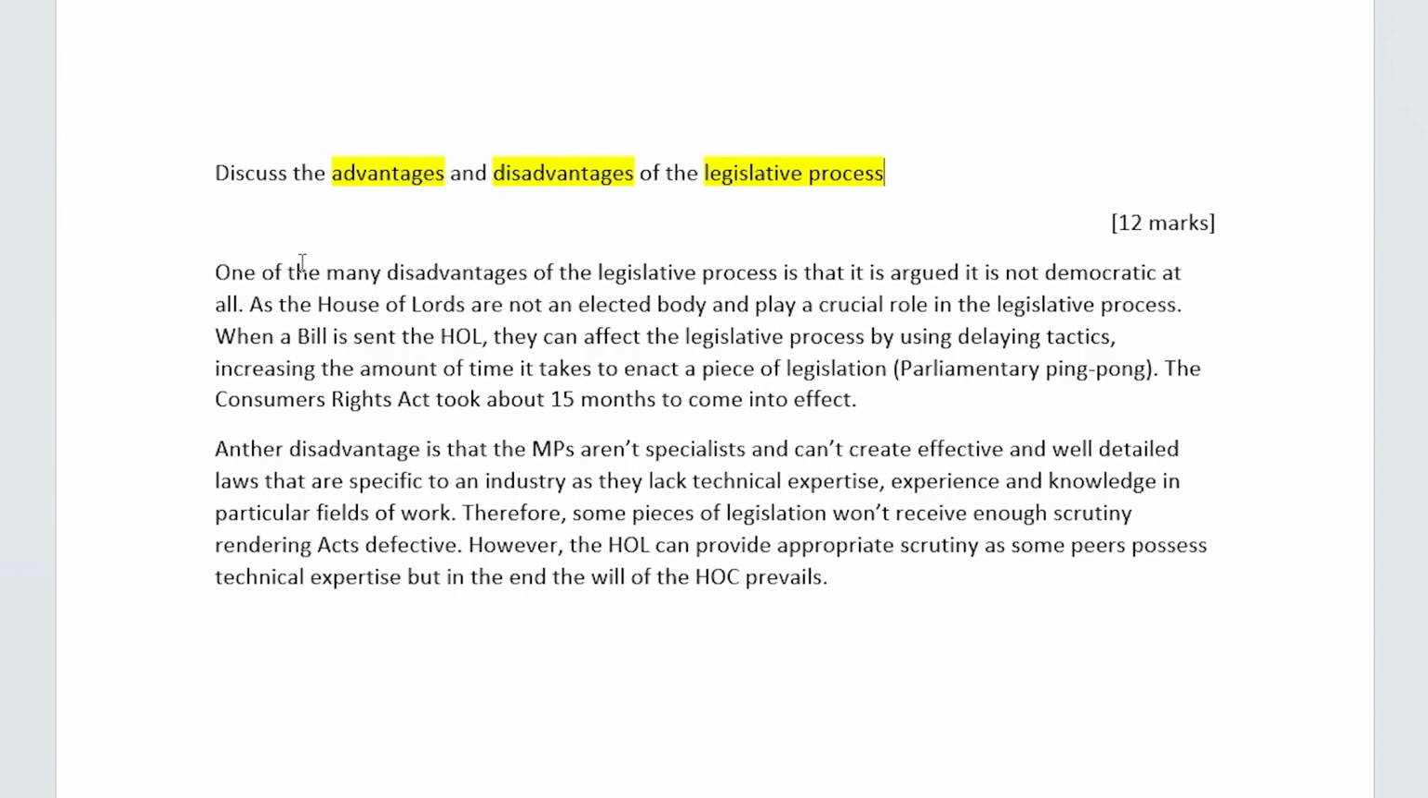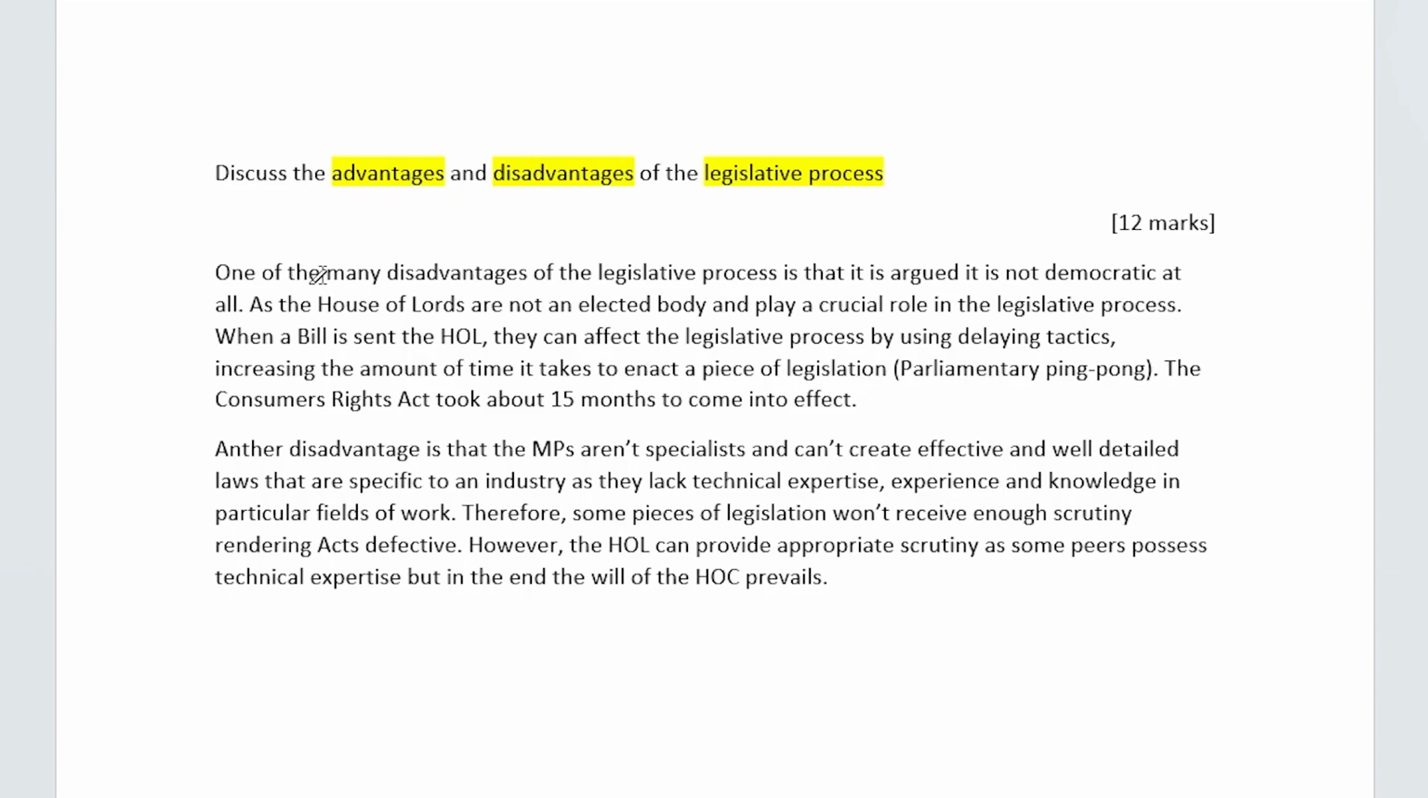So one of the many disadvantages of the legislative process is that it is argued it is not democratic at all. That's my point. And then I'm going to develop the point. As the House of Lords are not an elected body and play a crucial role in the legislative process. When a bill is sent to the House of Lords, they can affect the legislative process by using delaying tactics, increasing the amount of time it takes to enact a piece of legislation, and then parliamentary ping pong. The Consumers' Rights Act took about 15 months to come into effect. And then I've also given an example.